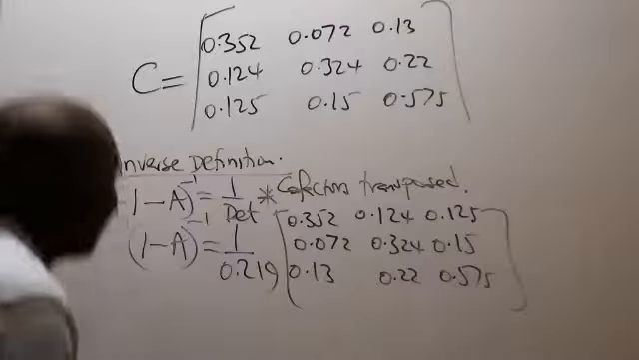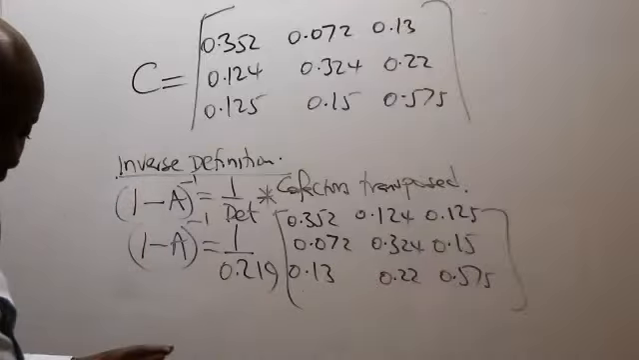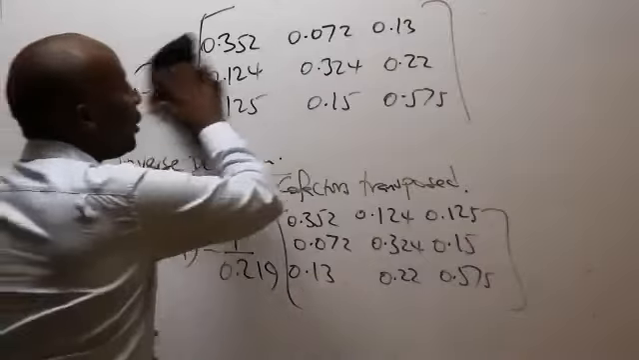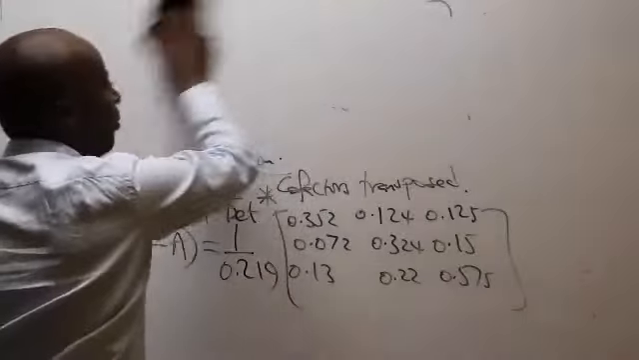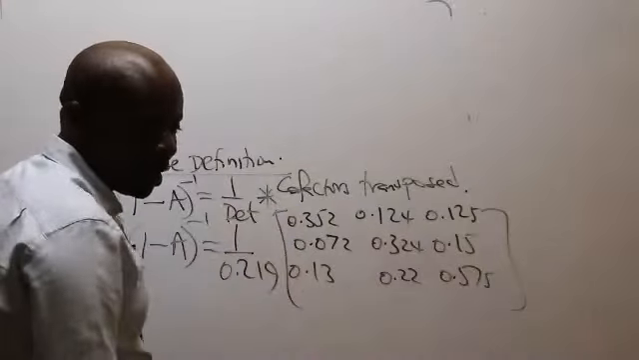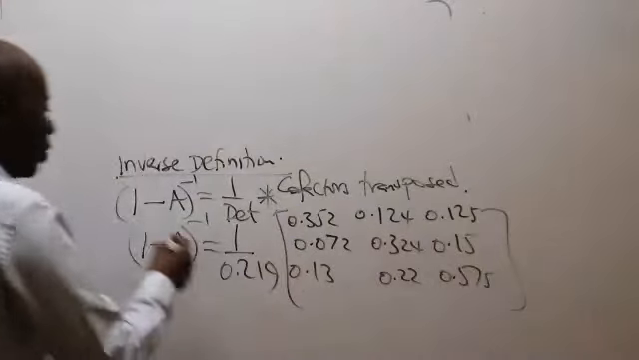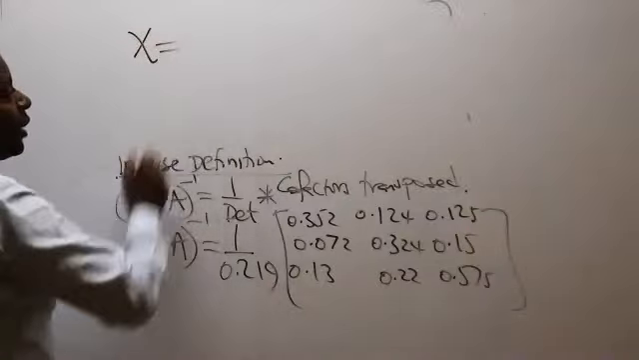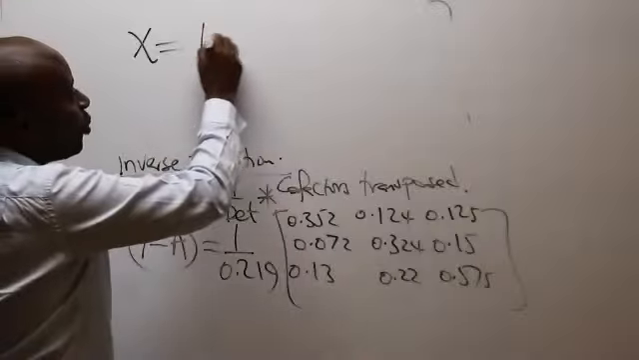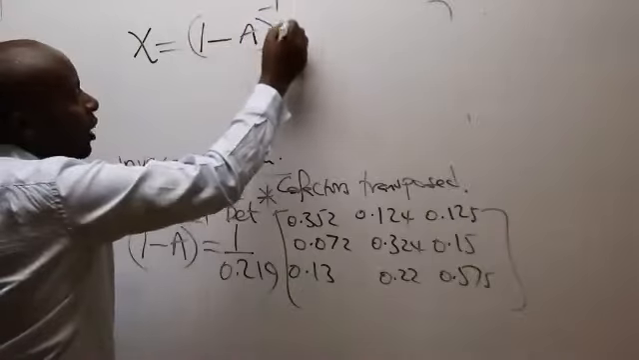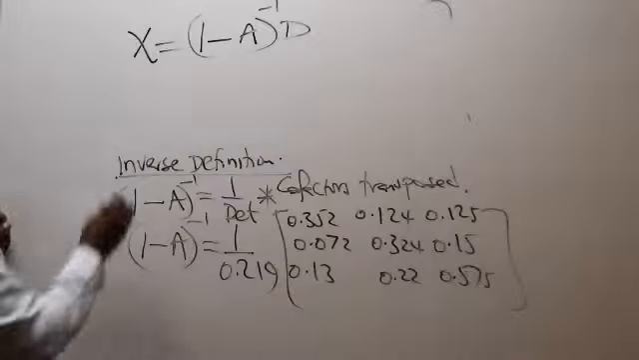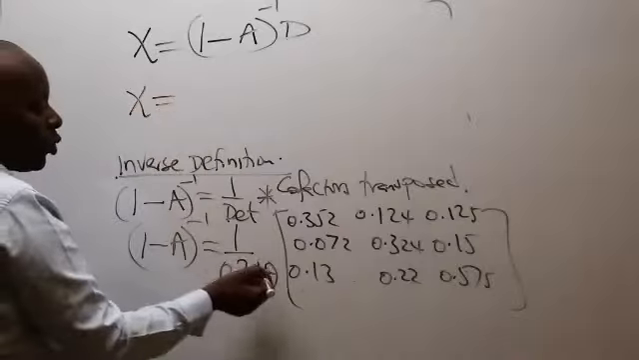Now, ladies and gentlemen, once you have gotten the inverse nicely, the next thing you have got to do is recall the formula that we wanted to get here. Remember our input-output equation says that our x should be equal to (I minus A) inverse multiplied by D. So our x here will be equal to this thing that you have.